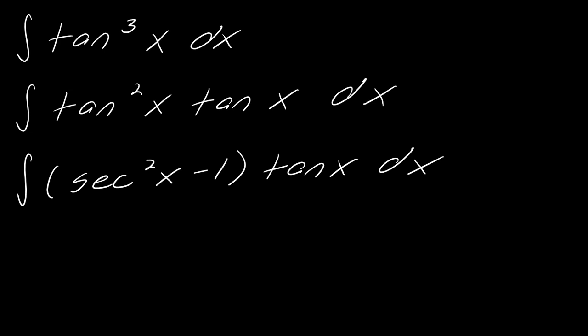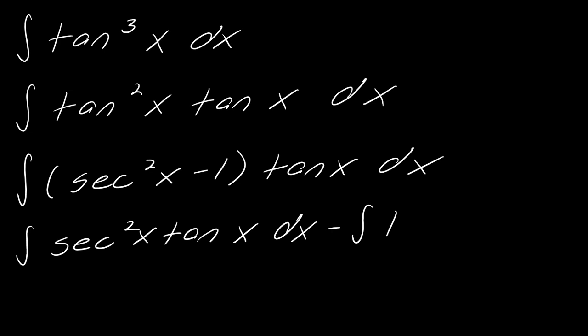From here, you just have to finagle and finesse your way through the rest of this. What I'm going to do is distribute that tangent so that I have secant squared x tangent x, and then let's break this into two separate integrals even. And then minus tangent x dx.